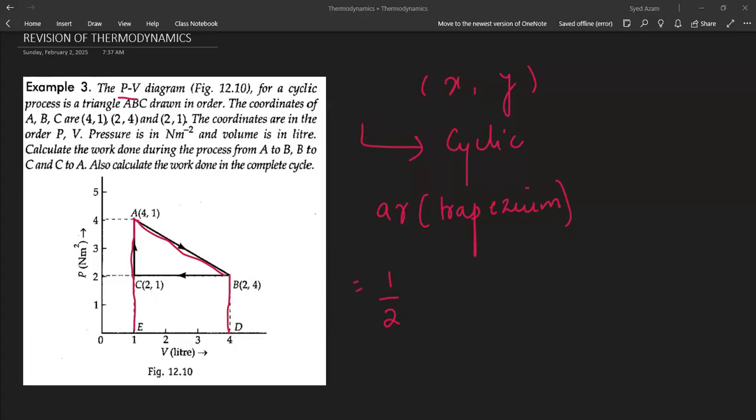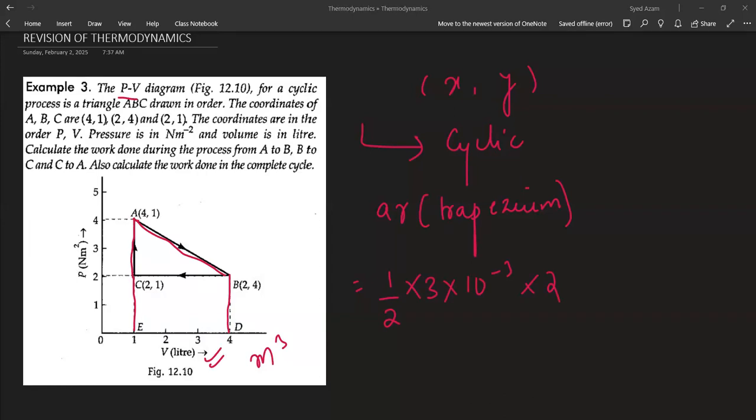So here, see, this is 4 minus 1 for the height, right? And this is in liters also, so we have to convert it into meter cube. So this will be 4 minus 1, which is 3 into 10 to the power minus 3. Now for the next one, this separation is 4 minus 2. So that will be 2, because this is the pressure. So into 2.